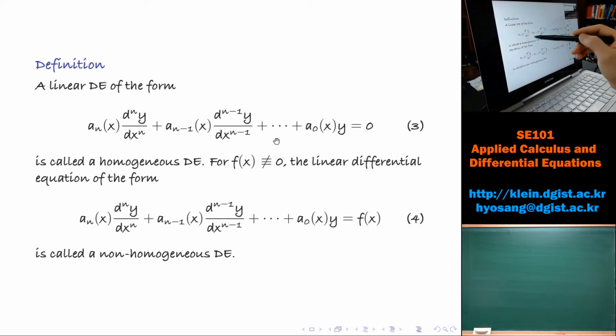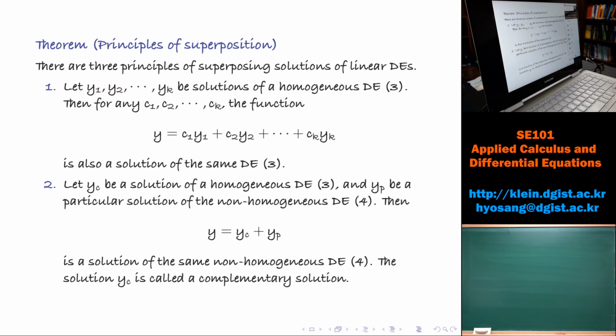We are talking about a homogeneous differential equation. Let me state it again. We are talking about solutions of a homogeneous differential equation, and if you have any such solutions, the linear combination, the linear summation of such solutions with some constants, is always a solution of the same homogeneous differential equation. So this is the first rule.